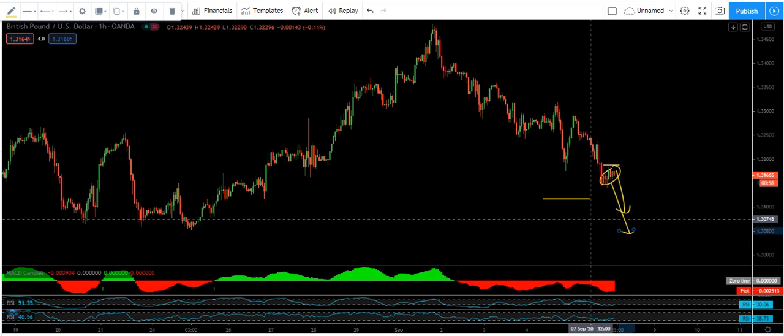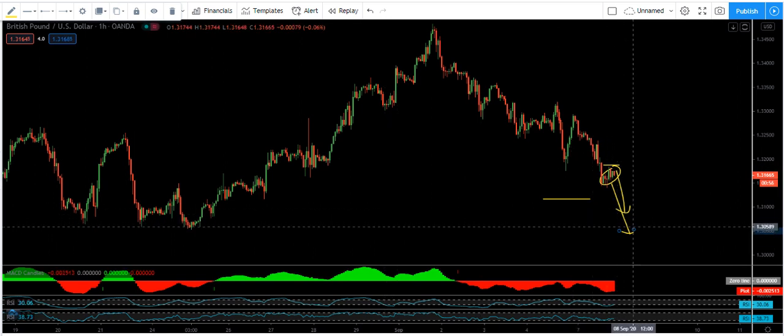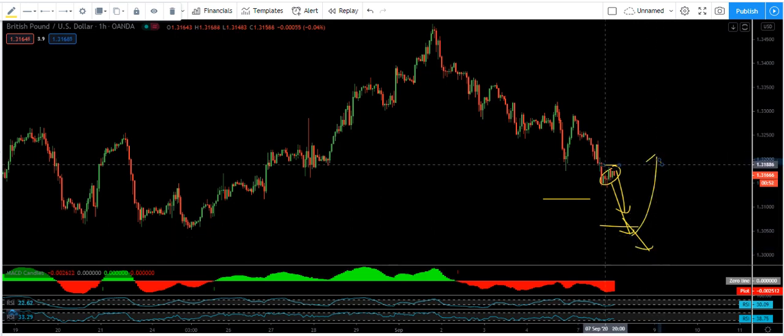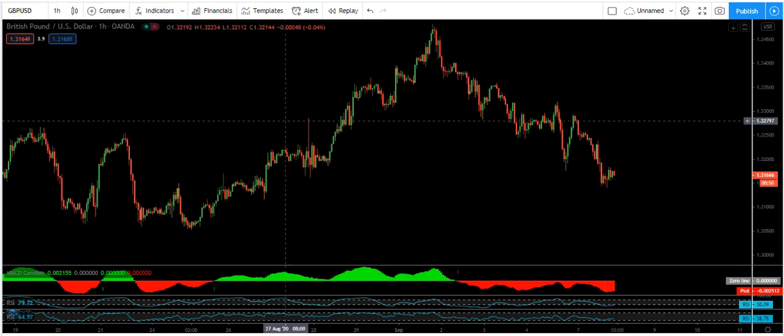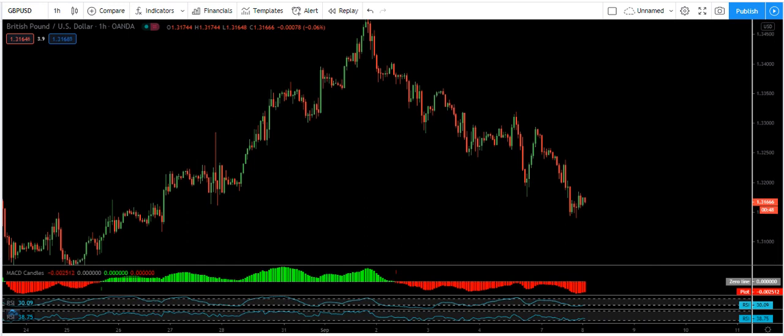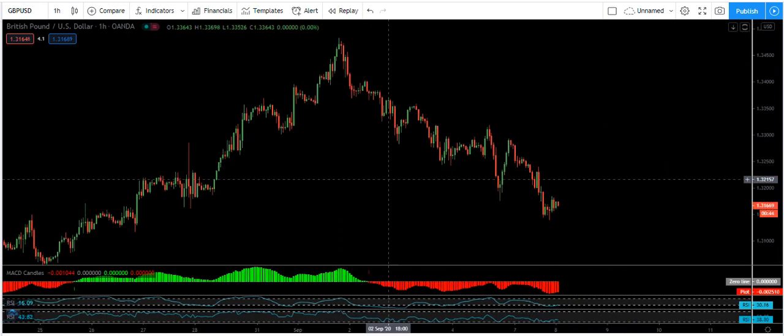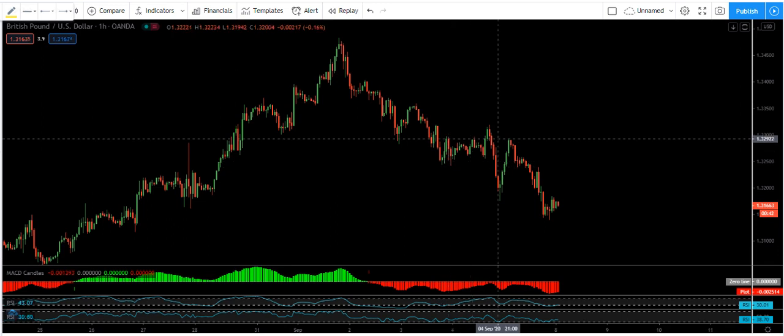And when it reaches this level, we check whether we need to look for the continuation or the reversal. Just now we said since we have this correction, we can look for a sell. But now the question, I want to add one more thing.